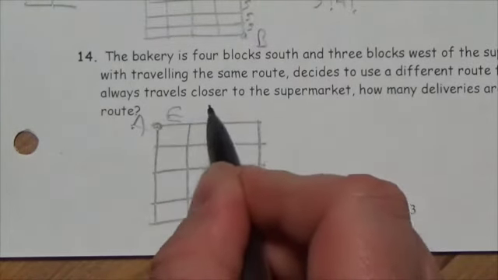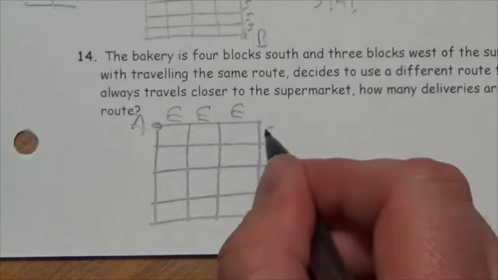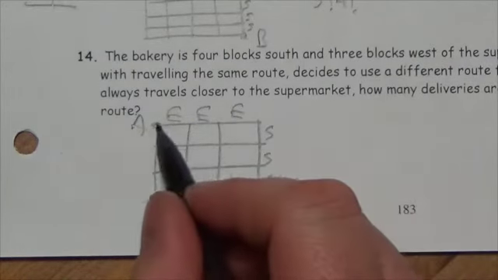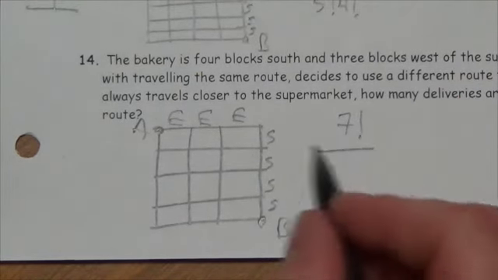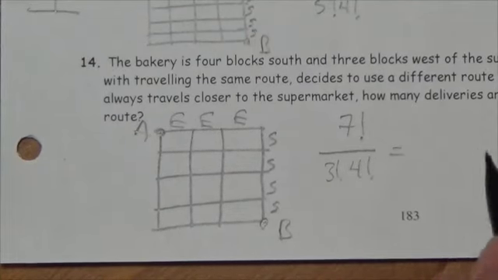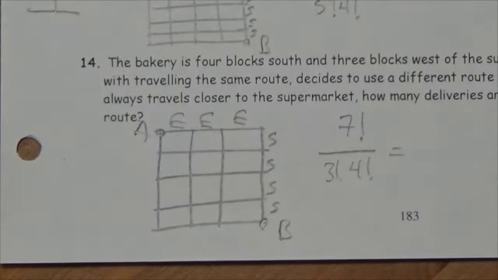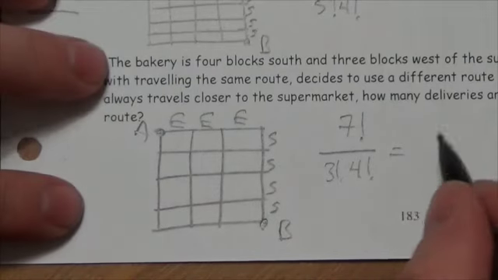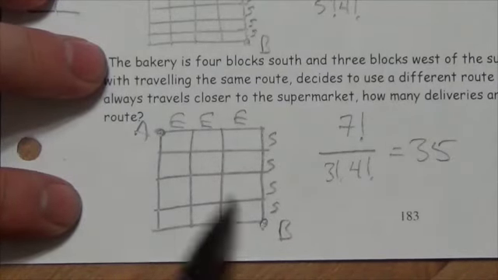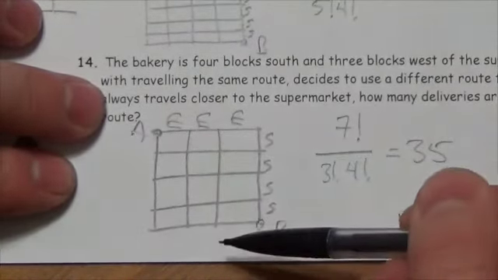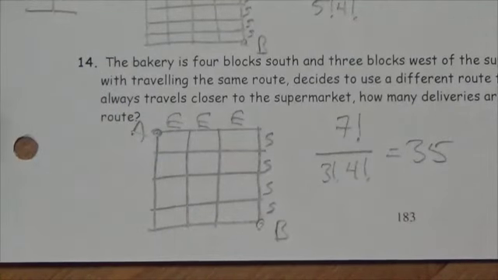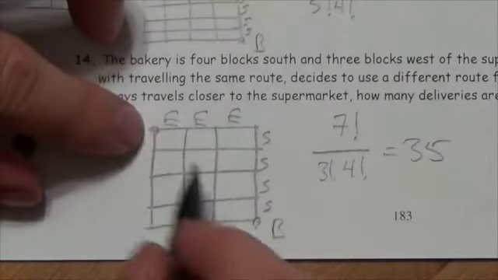And now this is going to be east, east, east. There's 3 blocks east, south, south, south, south. So 3 and 4, so 7 factorial divided by 3 factorial, 4 factorial. Now just go to my calculator again. 7 factorial divided by 3 factorial, 4 factorial. And we get that there are 35 unique pathways that take you from A to B, given that it's 4 blocks south and 3 blocks west or east. It doesn't really matter how you set that up to get from one corner to the next.